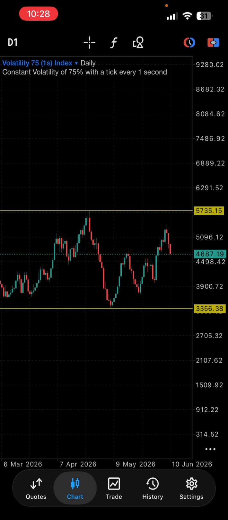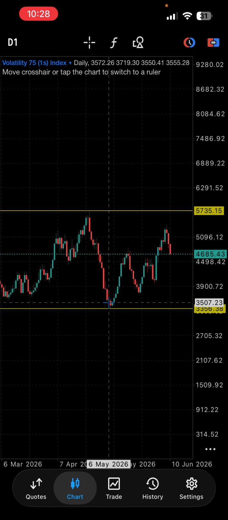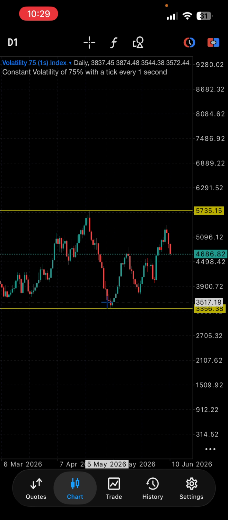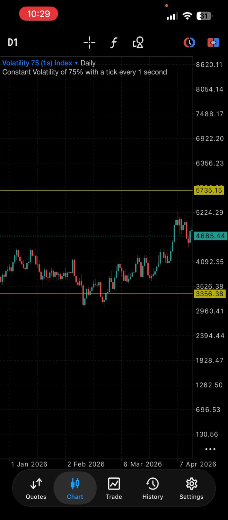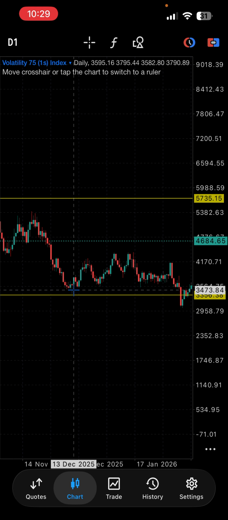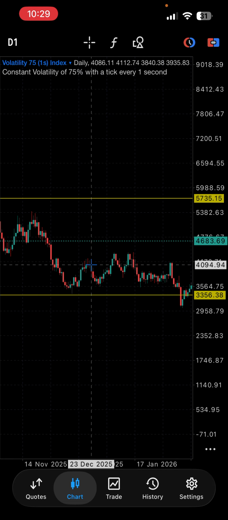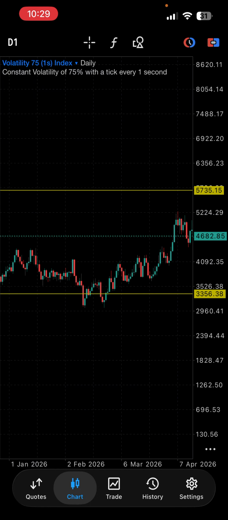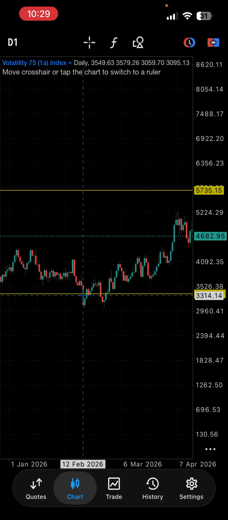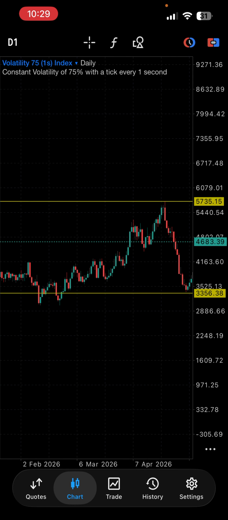Why do I say it's called support? Because price has been coming here. You see, there was a time, since 2026, price got here and bounced back. Another one again, this was also December 2025, price got here and it bounced back to the upside. So here again, price got here, it was a fake breakout, but price returned from this place.